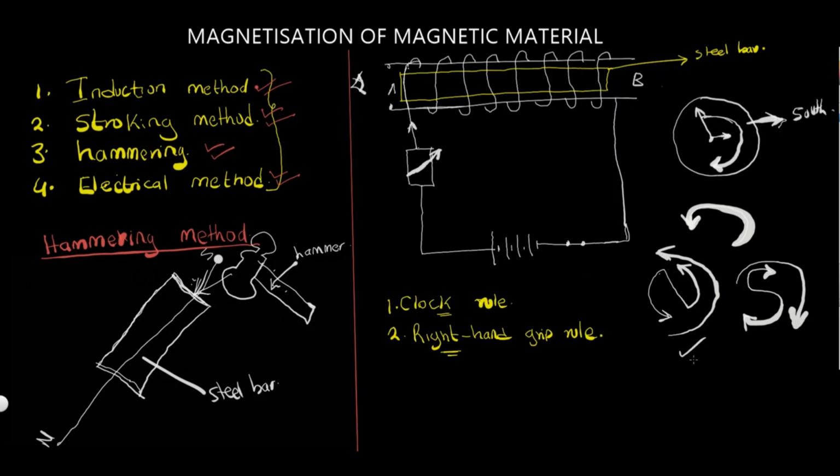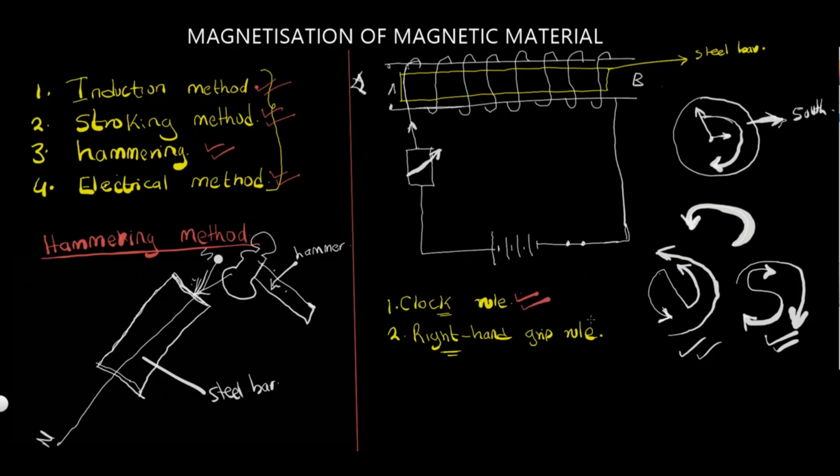So I think this is the best formula to use when it comes to the clock rule. You can just draw the north like this and south like this, and then at the farthest end you put the pointers. So this one indicates the direction of flow of current. If it is clockwise, then it is the south pole. If it is anti-clockwise, then that is the north pole. So that is all about the clock rule.